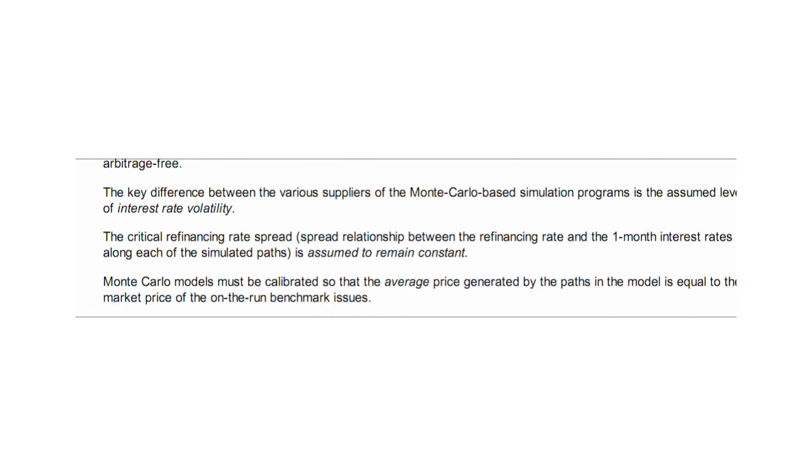So the explanation says that the key difference between various suppliers of the model is the interest rate volatility. The critical refinancing rate, the spread between refinancing and the one month path, is assumed to remain constant, so that's not allowed to vary. And the Monte Carlo must be adjusted so that the average price is equal to the market price. So it's not the current price generated. It's all around playing with words. Most of the time we are going to use the average price. So whenever you see Monte Carlo, you should be choosing the average price option.